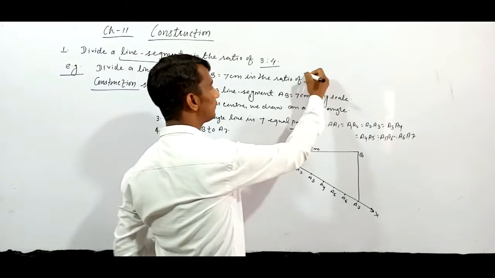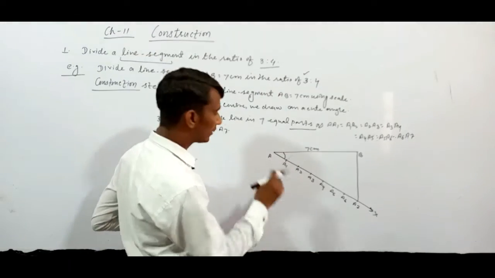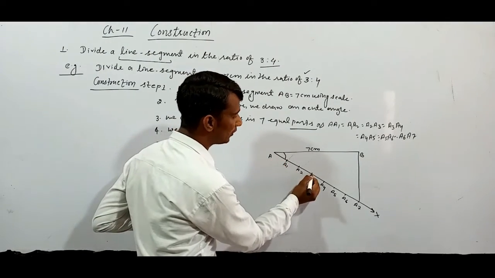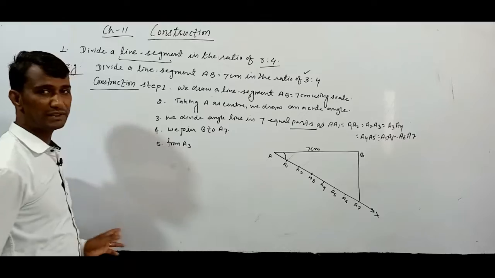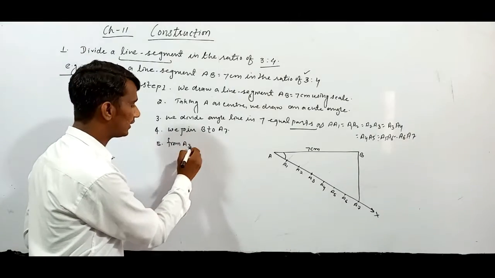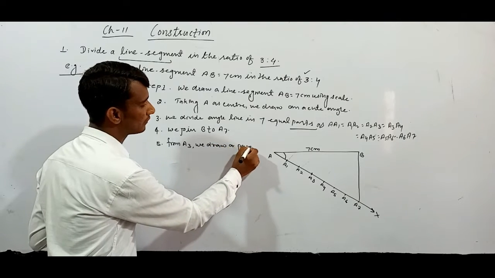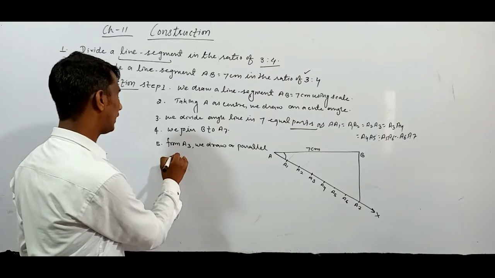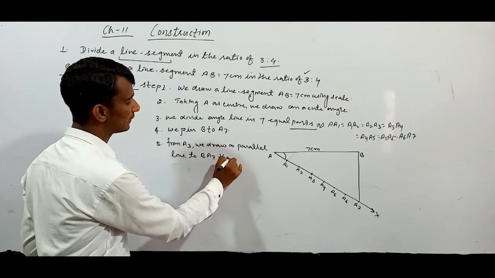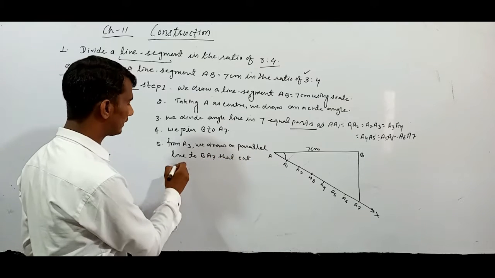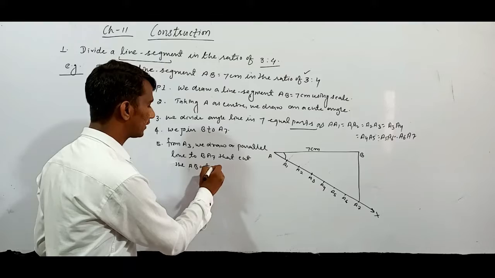So here we are taking the first ratio, that is 3. The first term of the ratio is 3. So 3 means after the 3 parts, A1 first, second, and 3 means from A3. Taking A3 as the center, we draw a parallel line to BA7 that intersects, otherwise you can say cuts, AB at a point. Put any name, suppose that P.